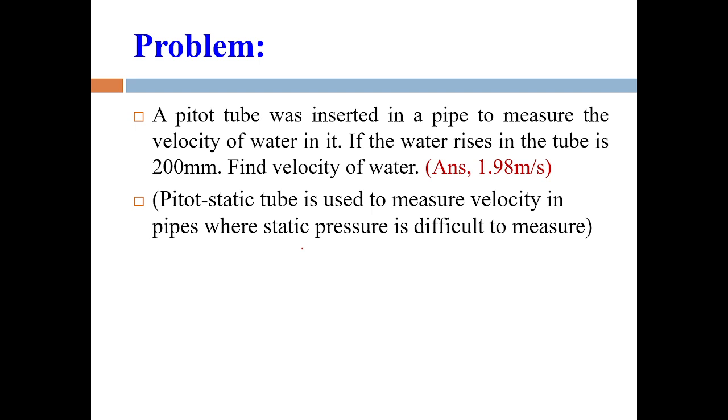Related to this pitot tube, we have a very basic problem. A pitot tube was inserted in a pipe to measure the velocity of water in it. If the water rise in the tube is 200 millimeter, this is H. So you can find velocity by the formula V is equal to under root 2gH. Only H is given, but remember that you have to change this 200 millimeter into meters. Okay, you will get the velocity. So the answer should be 1.98 meter per second.